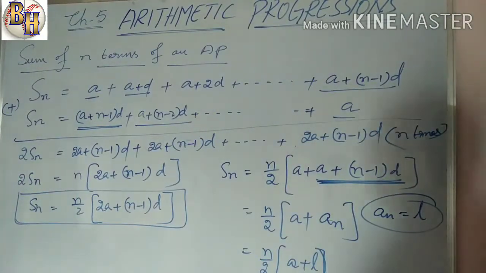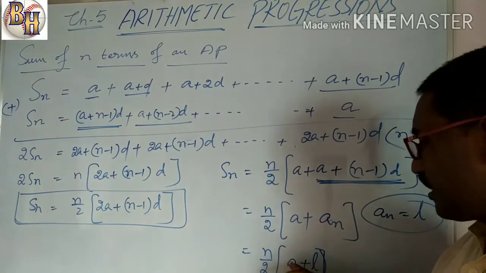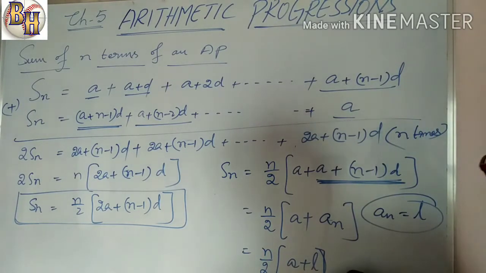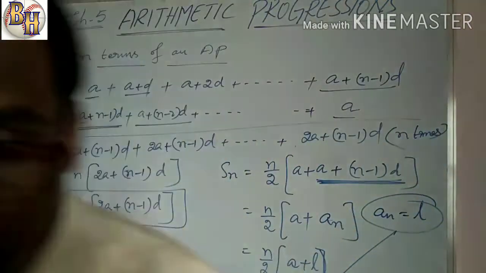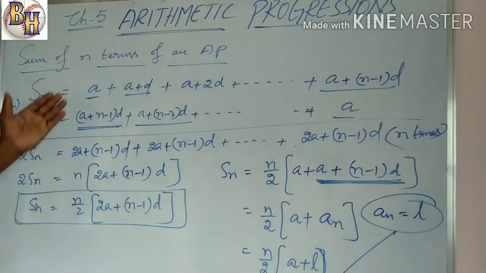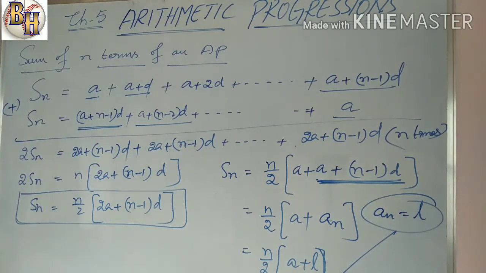Suppose for example, the first term, last term and number of terms are given, then you directly apply this formula. This formula is the sum of n terms of an AP. Suppose sometimes, see, okay, note down this one. All of you note down.